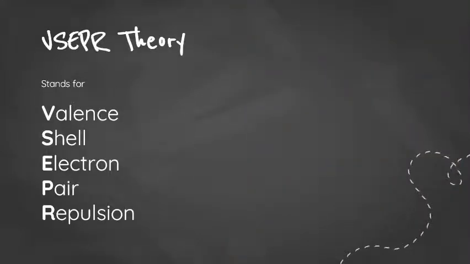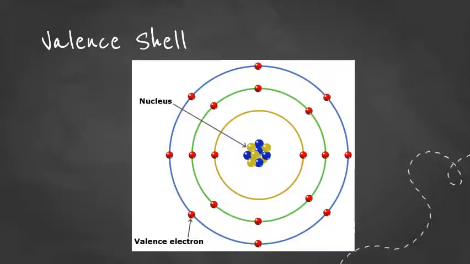So VSEPR instead stands for valence shell electron pair repulsion. I think we know what all those words mean separately, but let's look at them again and then we'll put them all back together. So we've talked about valence shell electrons for a few weeks now, and we know that valence shell refers to those electrons that are in our outermost energy level. And those are the ones that are going to be important for bonding because they can either be transferred for ionic or shared for covalent.